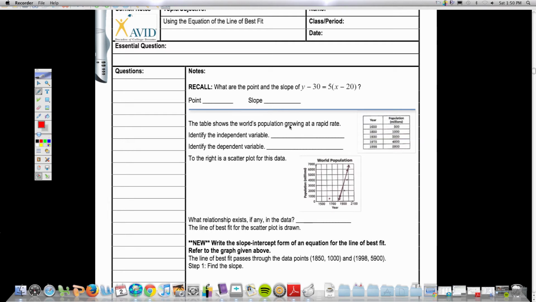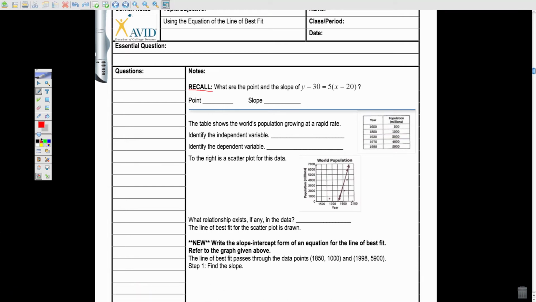Make sure we get these notes and pay attention and get everything down. Let's start off here at the top. It's something we're recalling, so this is information that we've seen before. And it asks what is the point and what is the slope, and it gives you the equation in point-slope form.